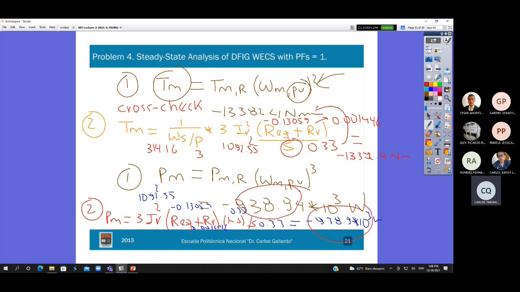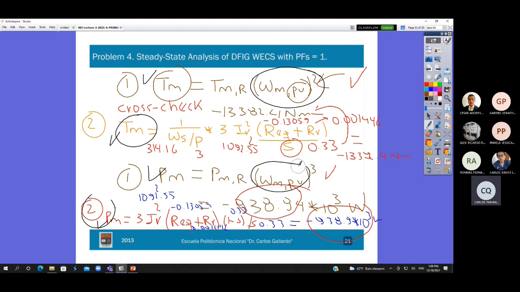Let's call this the approximation, and let's call this the exact methodology. Okay, so I have 2 ways in order to compute the mechanical power and the mechanical torque. So I have already cross-checked. Okay, I will get the same value. I will call this the second methodology, and this is my first methodology. Approximation is proportional to the speed ratio square, and this is proportional to the speed ratio cube.